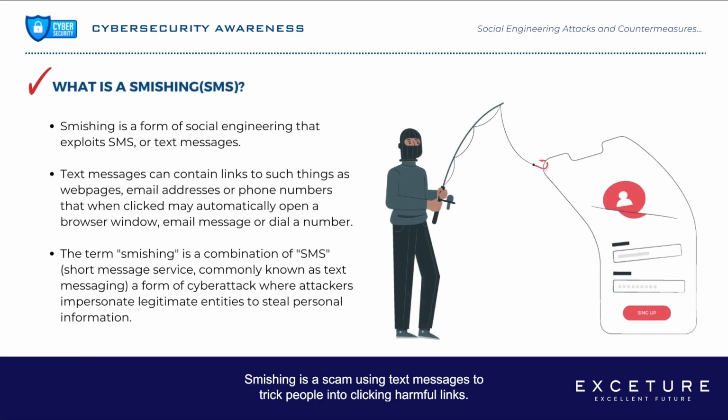Smishing is a scam using text messages to trick people into clicking harmful links. These links can open web pages, emails, or dial numbers, exposing personal information. Smishing combines SMS and phishing, and involves impersonating real entities to steal data.